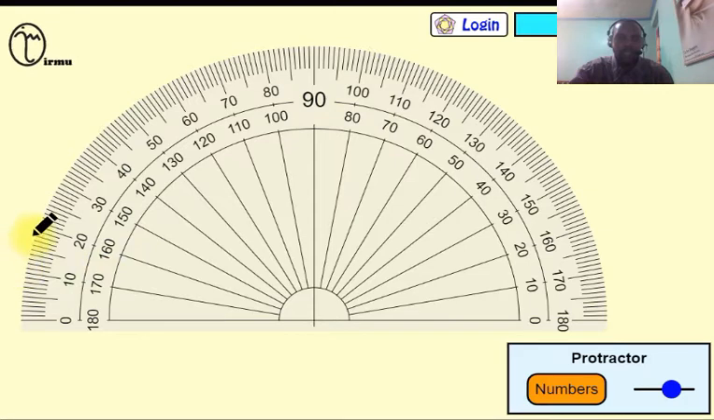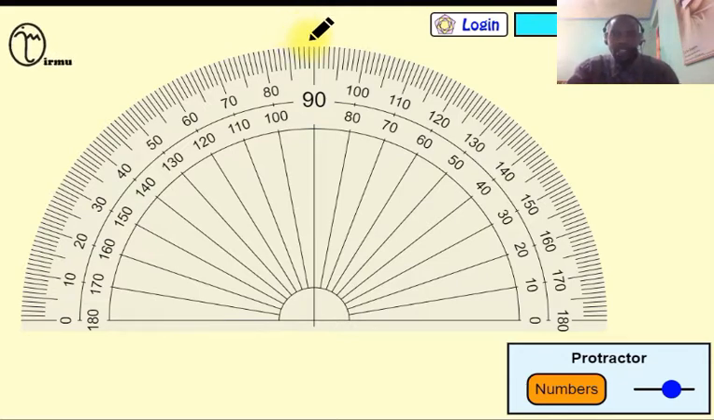Then we move to 20 degrees, 30, 40, 50, 60, 70, 80 degrees. Remember, up to 89, all those angles which are between 0 and 89, we call them acute angles. An acute angle, remember in the earlier lesson we said, is an angle that is less than 90. So when you measure from 0 up to 89, we are measuring acute angles.